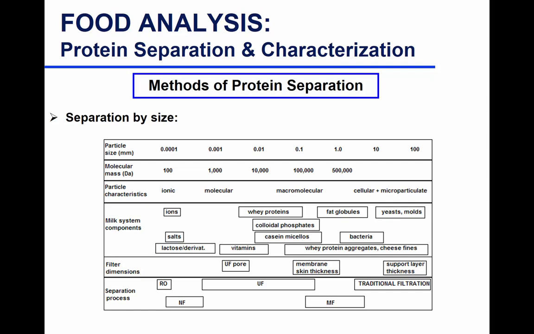From nano to ultrafiltration, you go from molecular to macromolecule, like polymer. The macromolecule range is 10,000 to 100. And then 100 to 500, we call this macrofiltration or microfiltration. Anything larger is traditional filtration, like with a filter paper that has really large pore size.